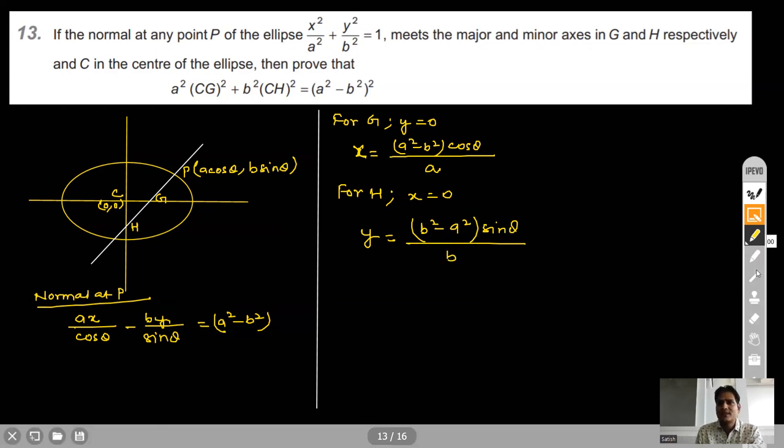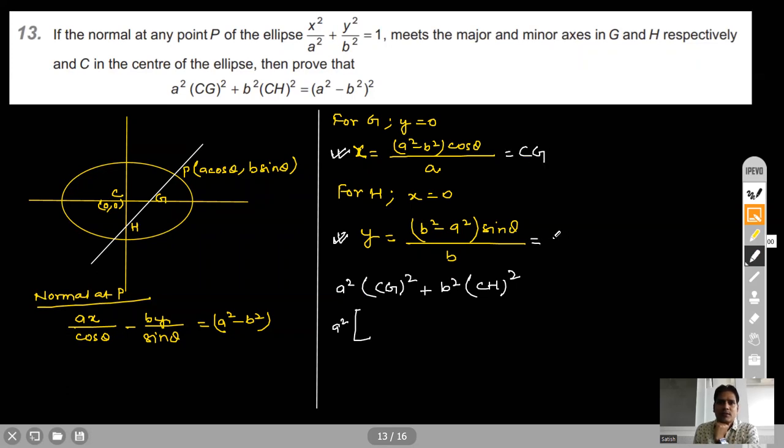Now, what is asked in the question? A square into this distance CG square and plus B square into CH square. So what is CG? CG is nothing but this thing only, the x coordinate of G, right? And what is CH? CH is nothing but the y coordinate of H. So let me write it as A square into CG square, and this will be equal to basically CH. So CG square is A square minus B square whole square cos square theta upon A square. This will be our CG square, right?